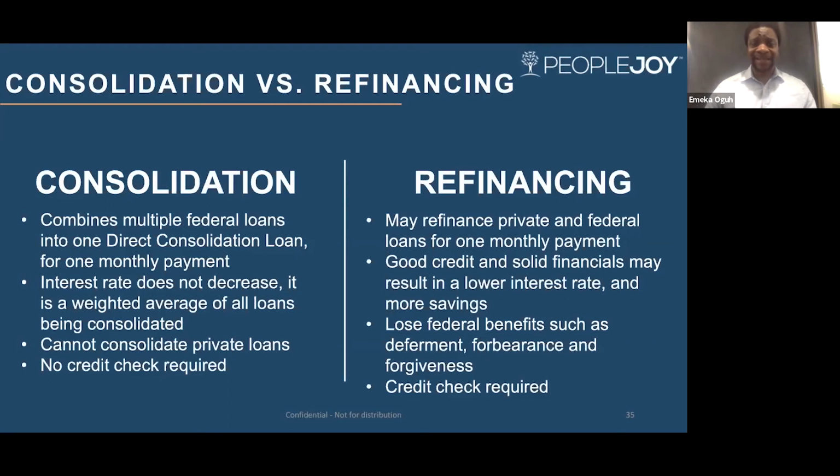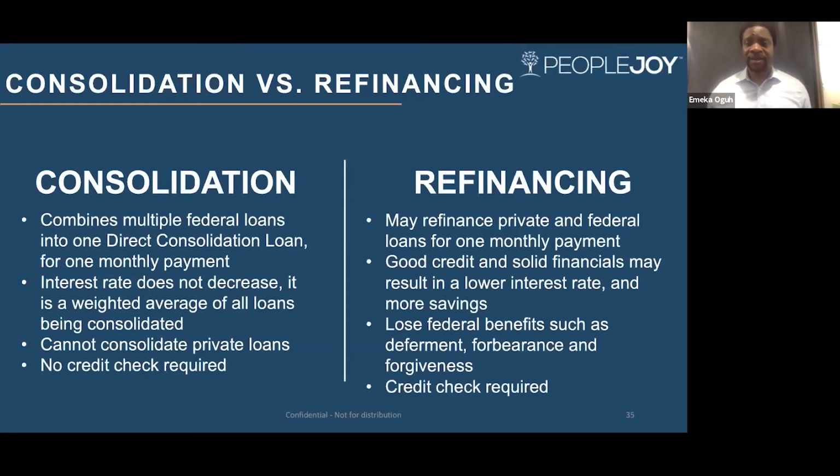You cannot consolidate private loans into the federal government. You can only consolidate federal loans, and no credit check is required. It's just a form that you fill out with the Department of Education and you send to your servicer.